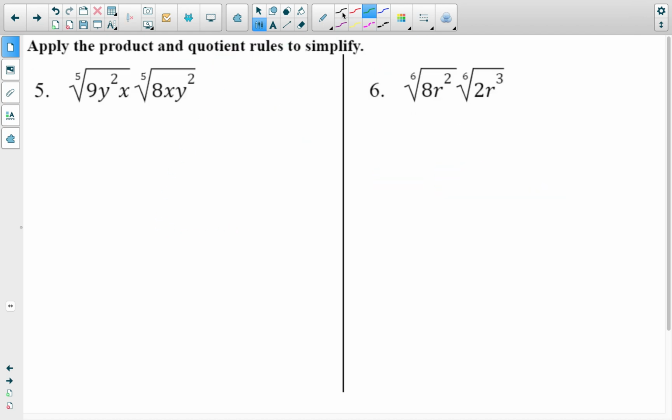All right, what happens when we get a bunch of variables here? Step 1, do we have the same index? We have a 5 and a 5. Okay, so we can move forward, and we're going to just multiply everything to be under 1.